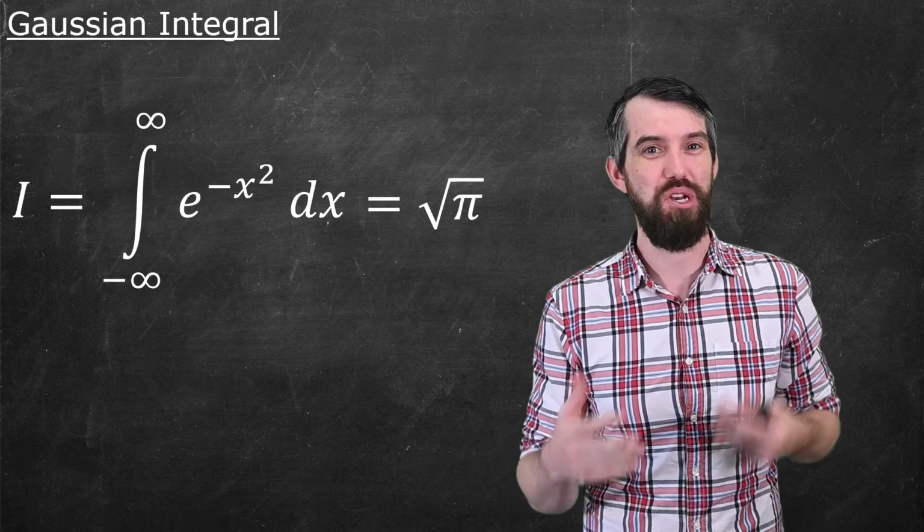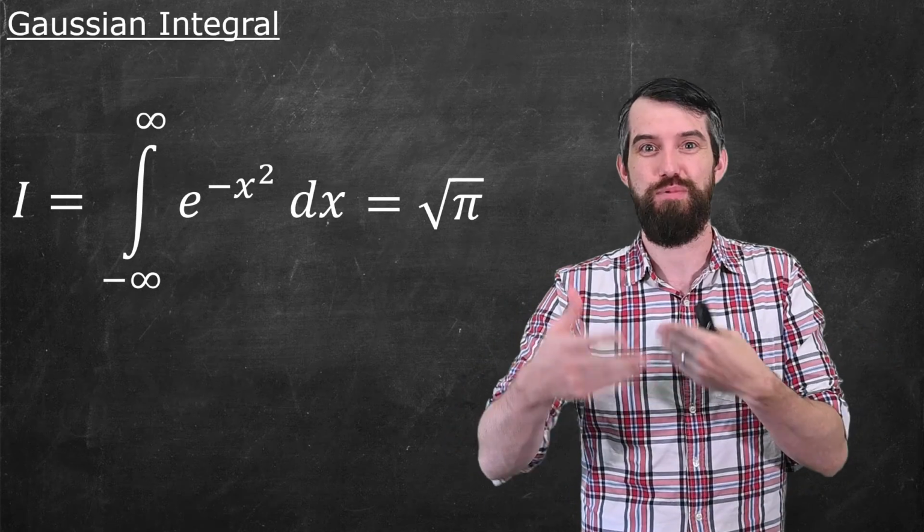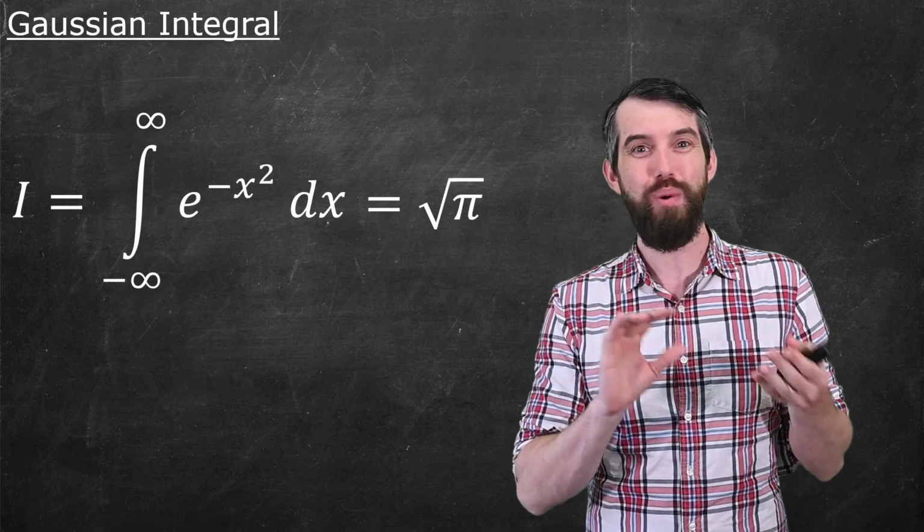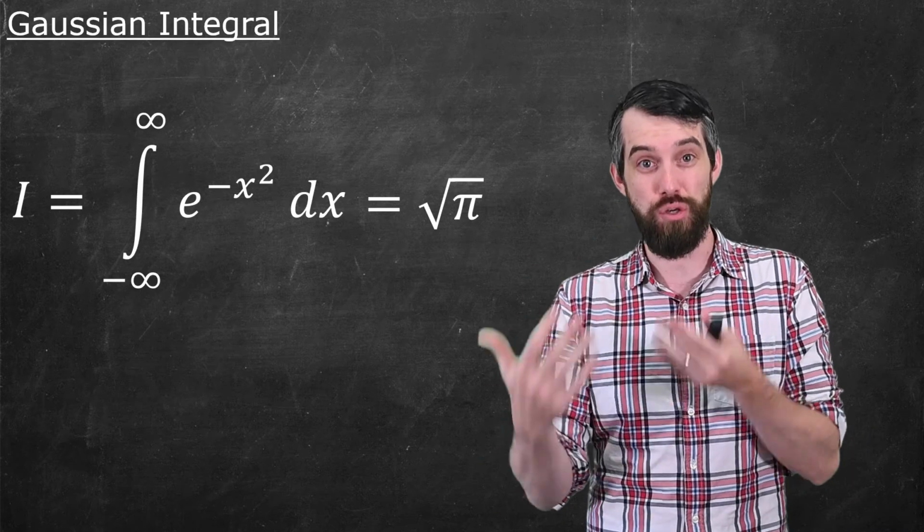When you look at this, there's no sines or cosines, there doesn't appear to be any rotations, any sort of periodicity. Why is pi here? So we want to try to solve that. We want to figure out how to actually do this integral.